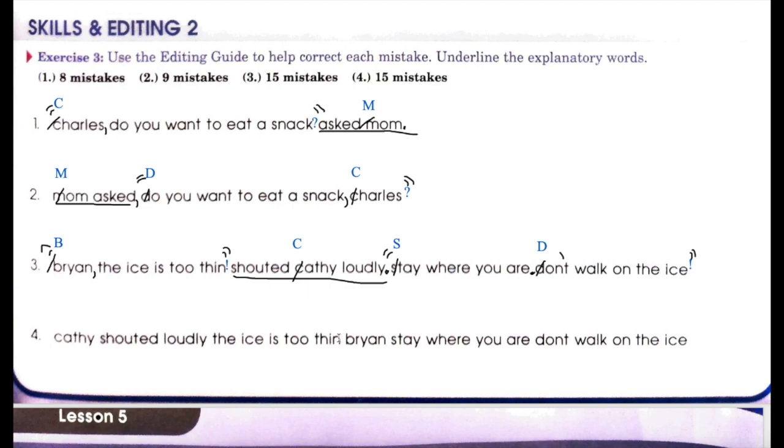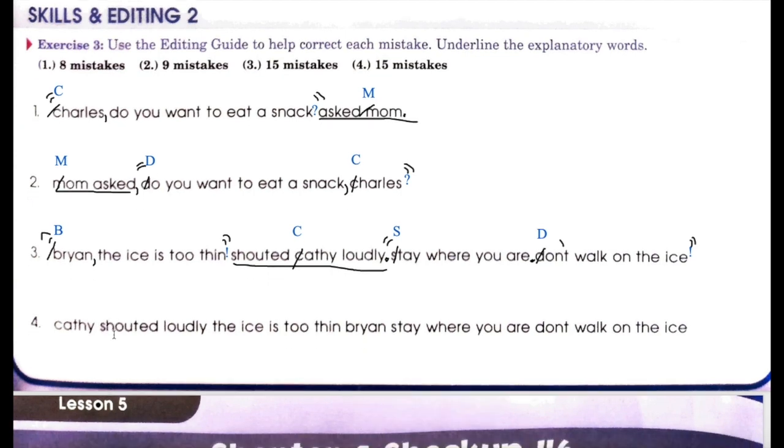And let's count our errors. 1, 2, 3, 4, 5, 6, 7, 8, 9, 10, 11, 12, 13, 14, 15. Okay, we have everything. Now for the last sentence. Kathy shouted loudly, "The ice is too thin. Brian, stay where you are. Don't walk on the ice." We have explanatory words at the beginning this time.